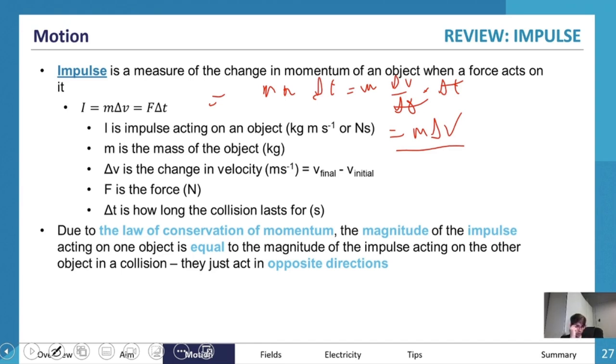So the change in momentum can be different from zero, but initial momentum and final momentum of the system have to be equal. So the difference between the initial momentum and final momentum of the system is equal to zero, but of each individual object is not necessarily equal to zero. And that right there is the key, right?